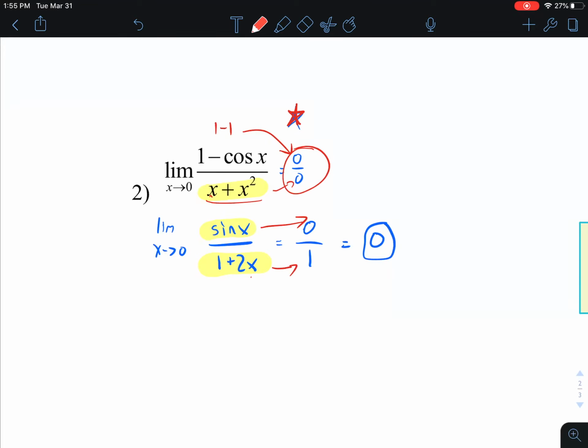Plug in 0 into this, you get 1. And now 0 over 1. Don't think that's a weird form. That's just 0 divided by 1. The answer is 0. Okay? We could not get that using this form, so we had to use L'Hopital's rule to take the derivative of top and bottom to find the limit.